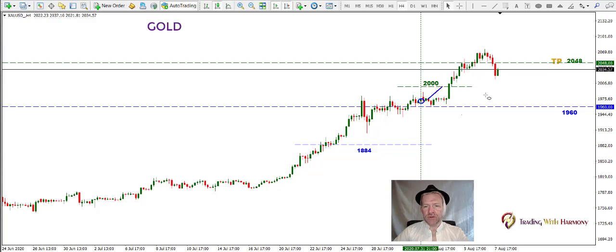So what I'm looking for then is for price to continue back down into this structural area here, being the 1960 area, and then for price to come back up and hit our TP, being the 2048 in gold.